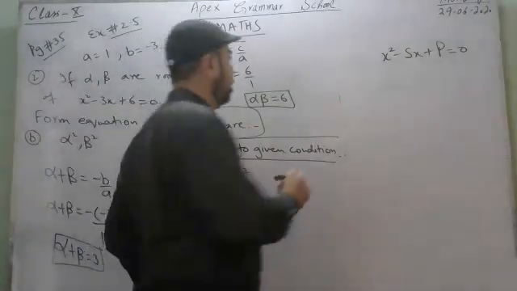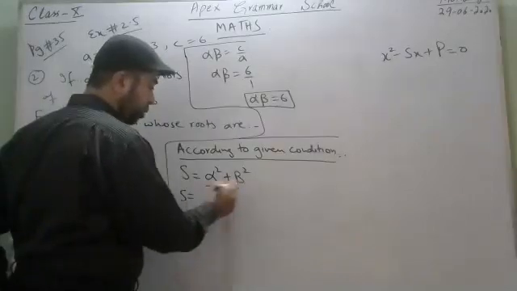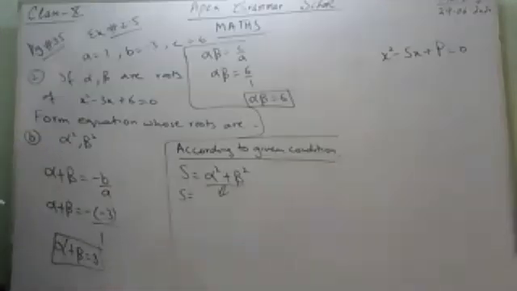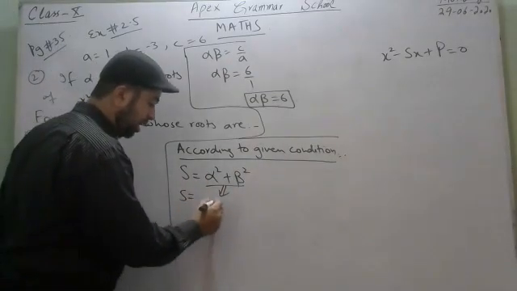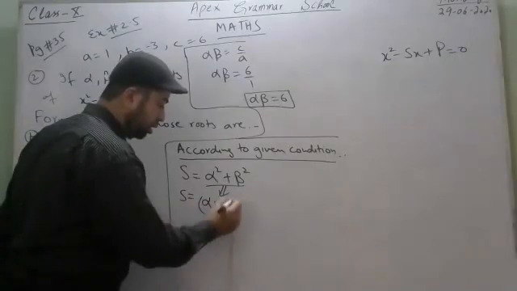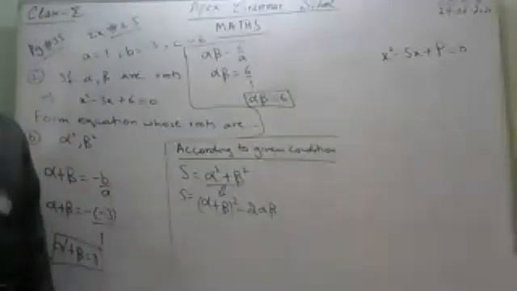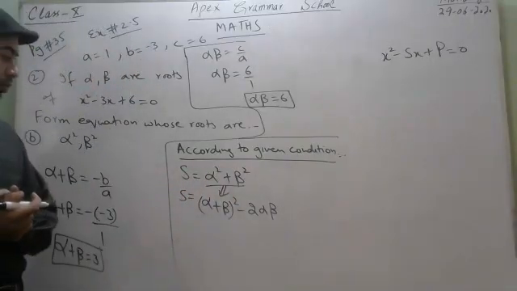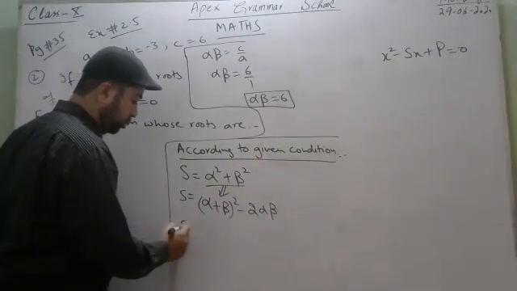You know that alpha square plus beta square, recall this formula or check it in your register. Alpha square plus beta square is basically alpha plus beta whole square minus 2 alpha beta. I have already told you this formula. What is alpha square plus beta square? Now put the values inside it.